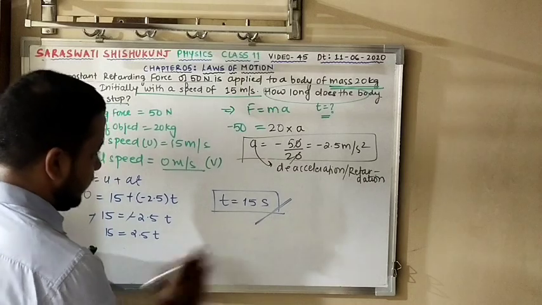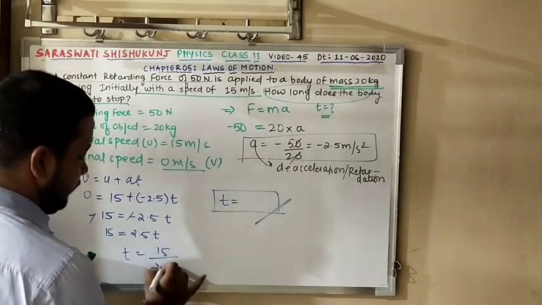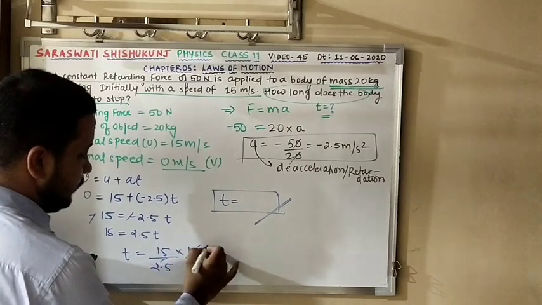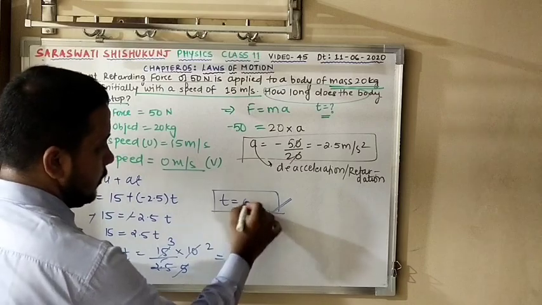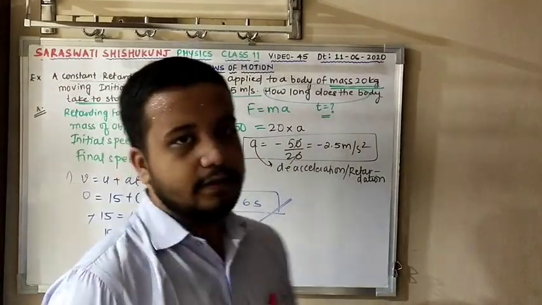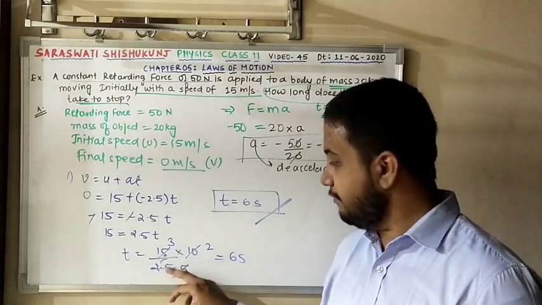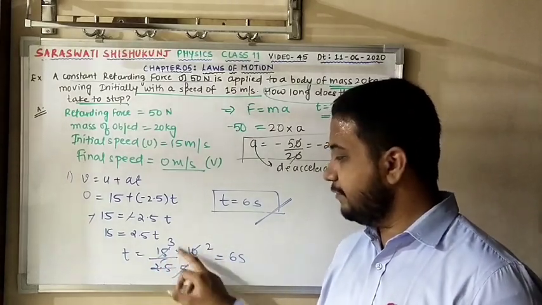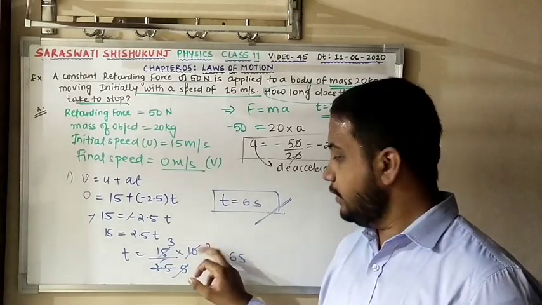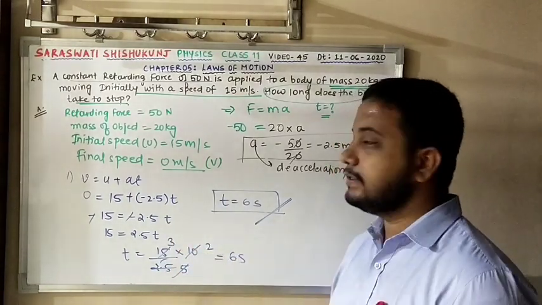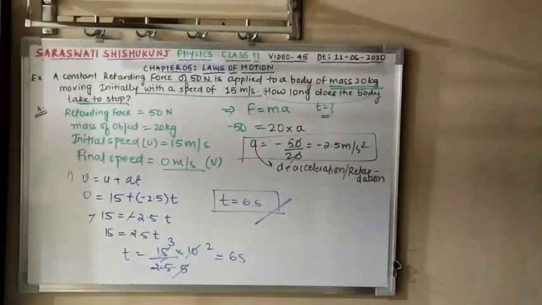Wait, I am recalculating it. So t is equal to 15 by 2.5. If I remove the decimal, 5 2 is 10, 5 5 is 25, and the answer is 6 seconds. I made a mistake previously. 5 5 is 25 and 5 2 is 10, so you get 5 3 is 15, so 3 2 is 6 seconds as your answer. Hope it is clear perfectly. Moving to the next numerical for today's example.